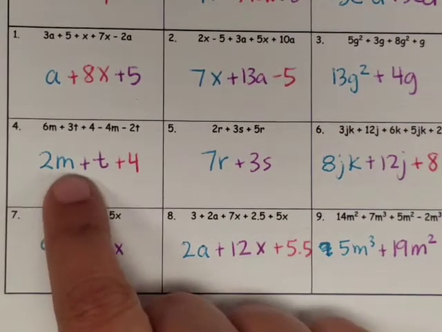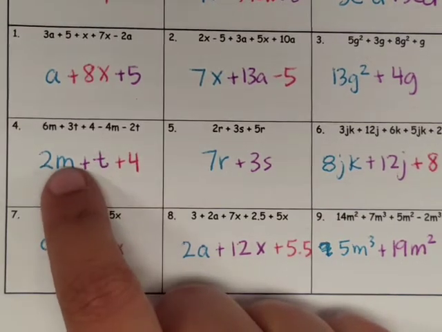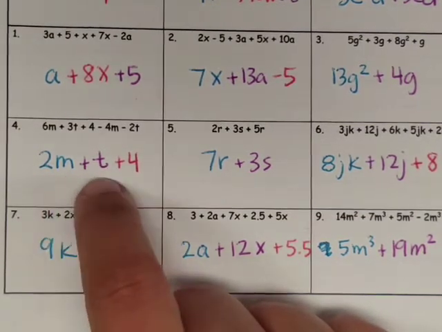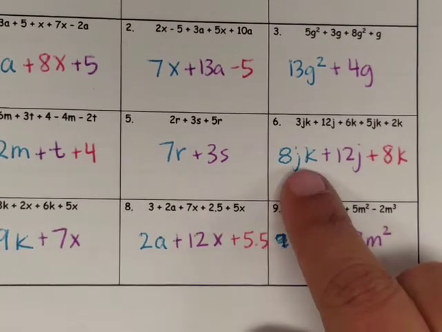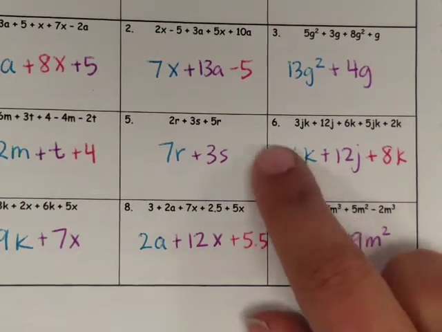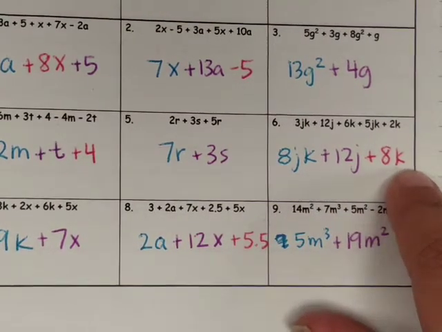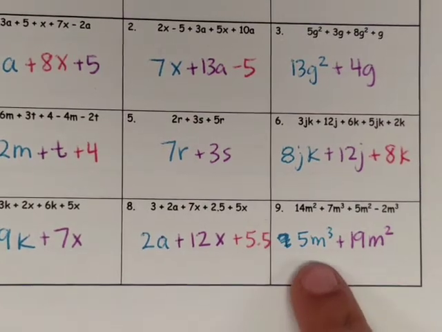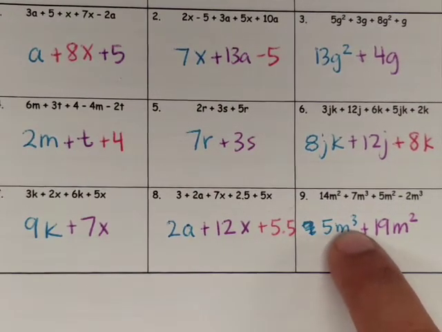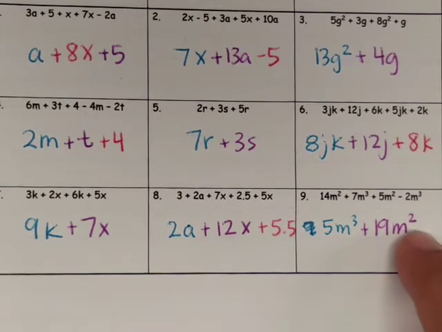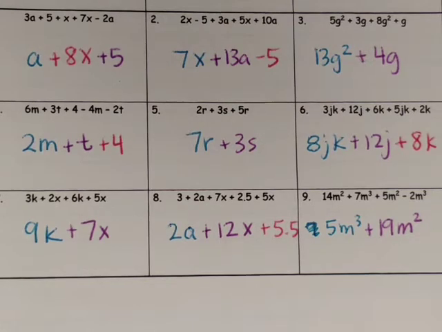And then 2m plus t plus 4. Again, the m comes before the t. These have the same power, so therefore I just put them alphabetically. And if you look over here, jk would actually have a power of 2 for the whole thing, which is stronger than just the j and just the k by themselves. And if you look down here at the bottom, I put the m cubed first because that has a stronger power than the m squared. So that's why I put those in that specific order.